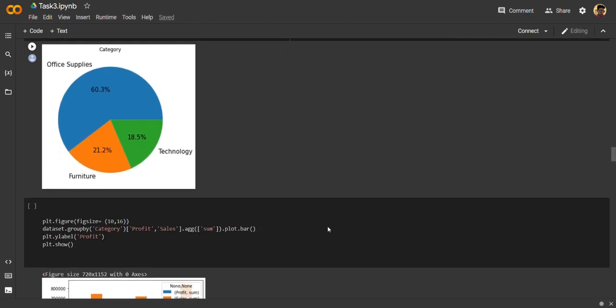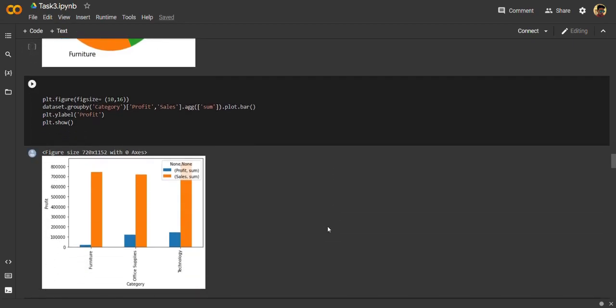Next I have used category versus profit, to see which category is giving the most profit. From the graph itself, we can see that technology, with the most sales, gives more profit compared to furniture, which has more sales but not much profit. And office supplies have moderate sales and profit.